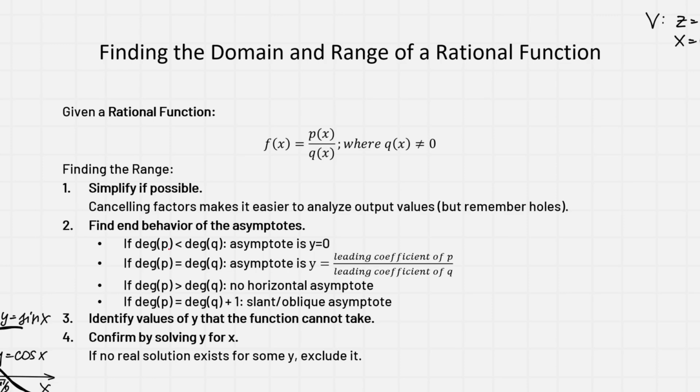Next, after you already define the asymptote present in your function, okay, you can continue knowing the behavior by solving for x. Okay, it should be solving for x in terms of y. Okay, solving for x in terms of y.